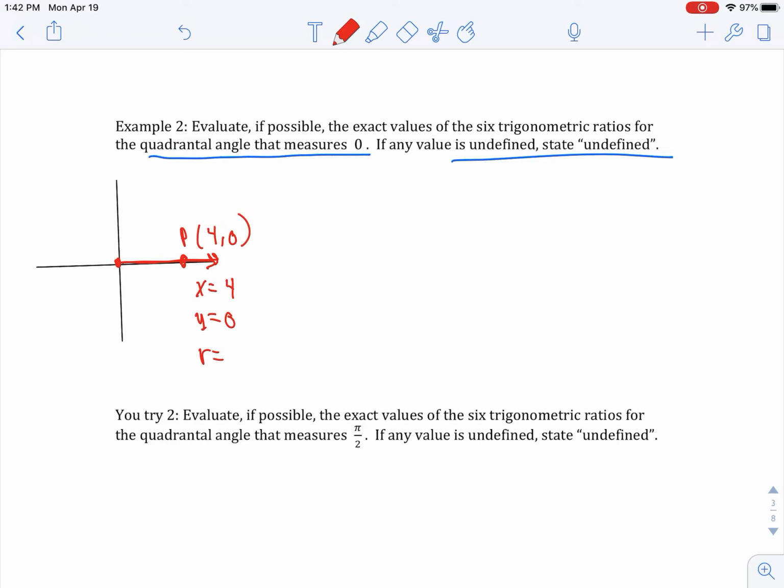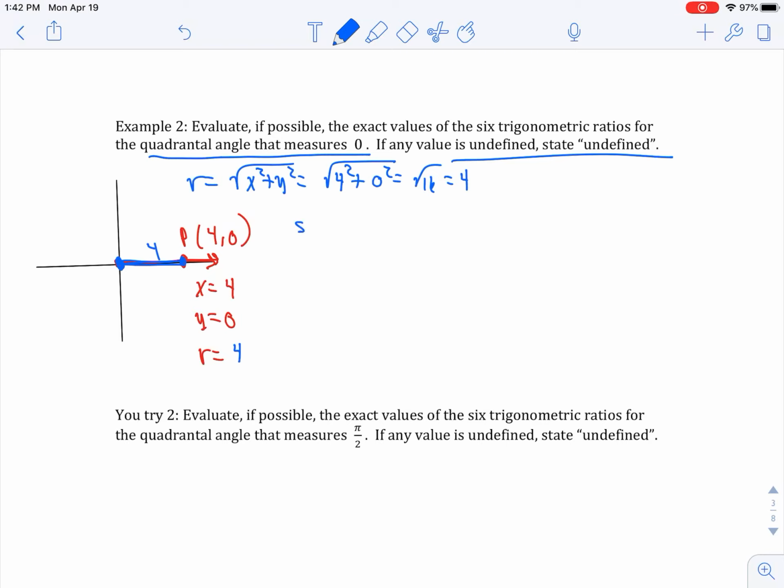Now remember that r is defined to be the distance from the origin to the point P that we choose. And if that's the point 4, 0, then hopefully, obviously, that's 4. You can also, of course, get it from our formula that says that r is equal to the square root of x squared plus y squared from the first page. So x is 4, so that would be 4 squared plus, and then y is 0, so 0 squared. So we get the square root of 16, which is 4. So we get the same thing.